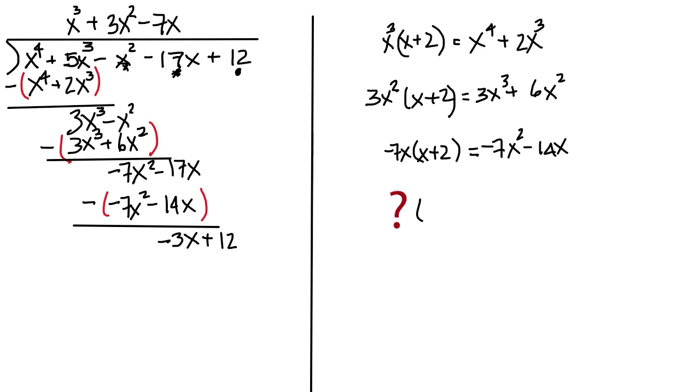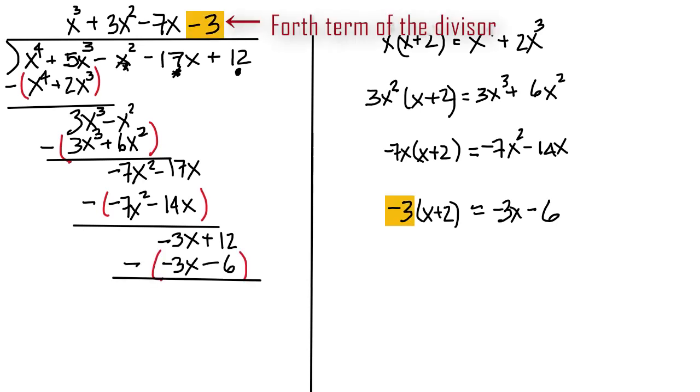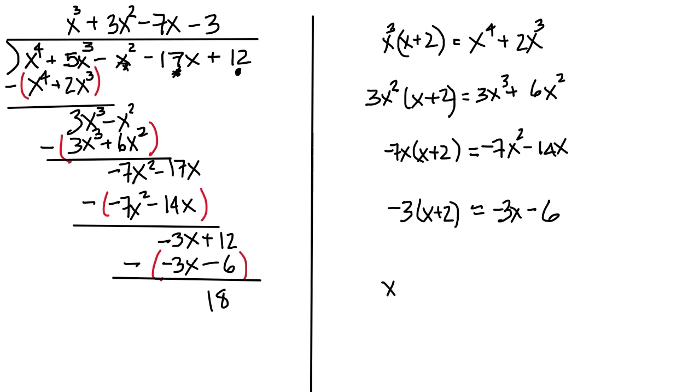So our factor again is x plus 2. What do we have to multiply that by? That'll be negative 3. So we have negative 3 up here, and this will equal negative 3x minus 6. If I subtract these, negative 3x plus 3x is 0, and positive 12 plus 6 is 18. I have a remainder of 18, which indicates the divisor x plus 2 is not a factor.